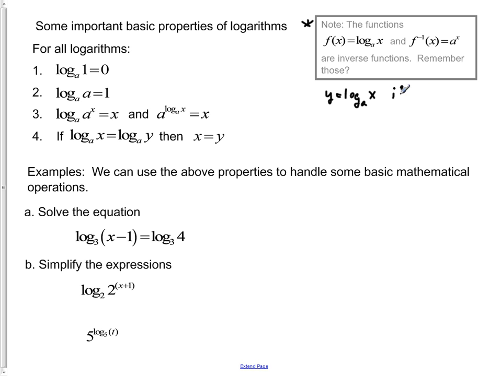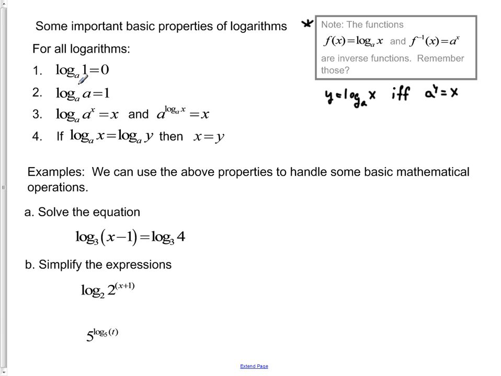is true if and only if, and here's my abbreviation, by the way, for if and only if, a raised to the power y is equal to x. And as you can see, these two functions undo one another, so they're inverses. Now we'll talk more about that, but here's some properties.